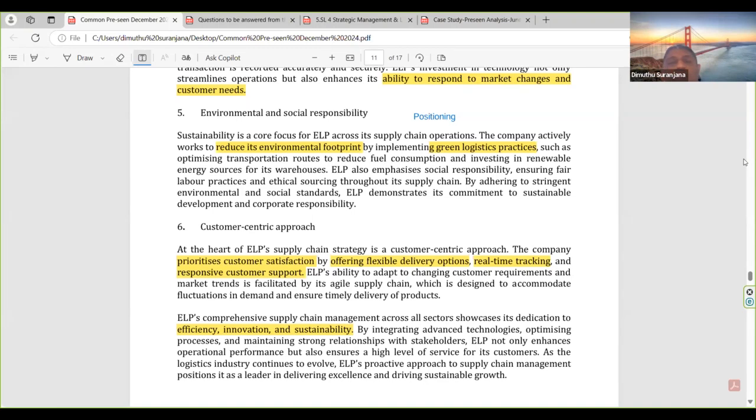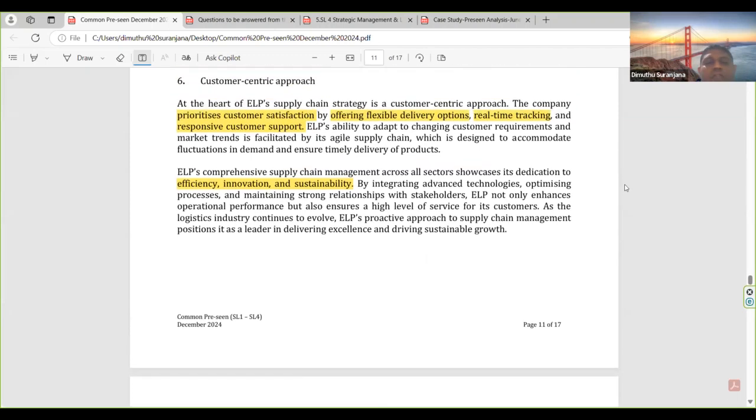ELP also emphasizes social responsibility, ensuring fair labor practices and ethical sourcing throughout its supply chain. By adhering to stringent environment and social standards, ELP demonstrates commitment to sustainable and corporate responsibility. Then customer-centric approach. At the heart of ELP's supply chain strategy is a customer-centric approach. The company prioritizes customer satisfaction by offering flexible delivery options, real-time tracking, and personal customer support.